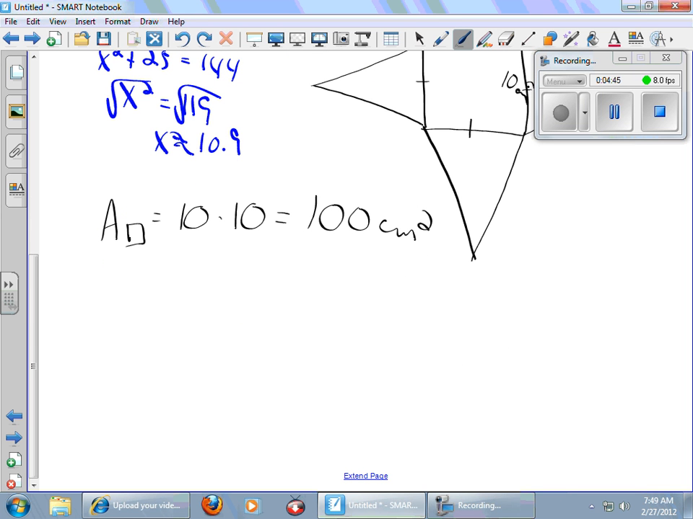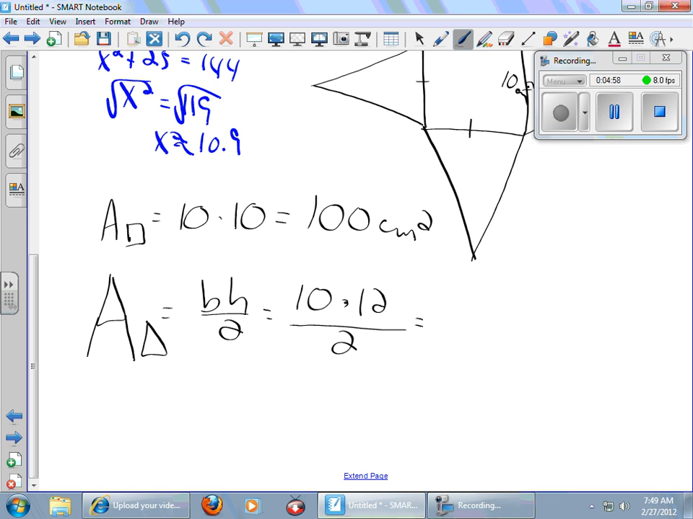Okay, if I do the area of the triangle, I'm going to do the base times the height, but I'm going to cut it in half. Well, the base is 10 and the height of the triangle is 12, and I'm going to divide by 2, and that's going to end up being 60 centimeters squared.